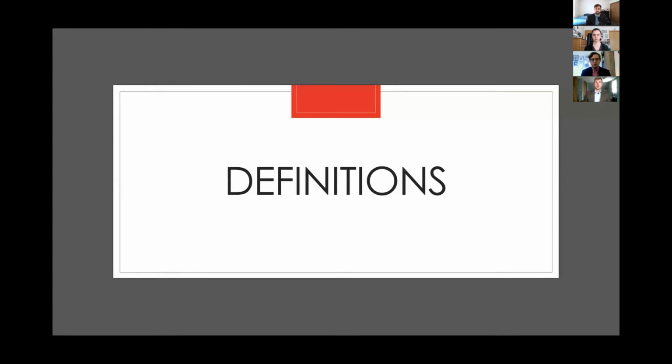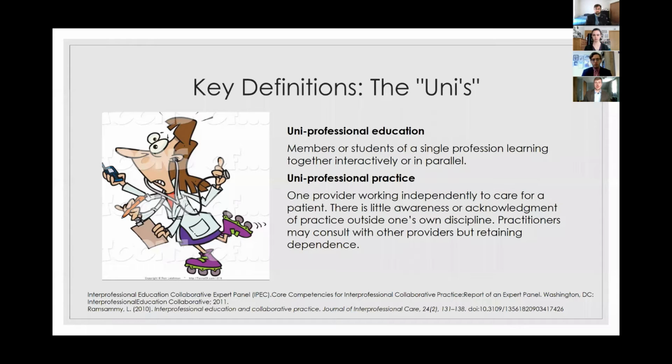But in order for us to elaborate on a lot of those changes, we need to understand some of the definitions and the terminology that we're going to be using. The way that I look at them is in three different domains, or three different pillars, we'll say. The first one is the unis. This means that we have uniprofessional education and uniprofessional practice. These are professions that only learn, or areas where only one profession is present.